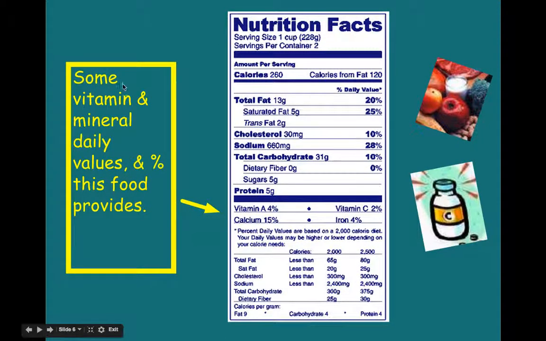Then there's going to be some vitamin and mineral daily values and percentages for what this food provides. Hopefully, in the food products that you are purchasing, this part has a ton of vitamins and a ton of minerals on there that are going to be beneficial to your health. If you are buying food products that don't have these or are very lacking in these, chances are they're not very good for you.